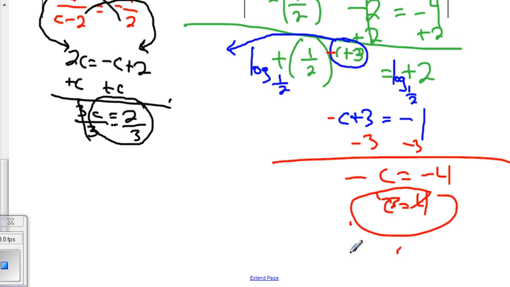c equals 4. Okay, we'll take a look at number 3 in class, and any questions on any of these that we just did. All right, good job.